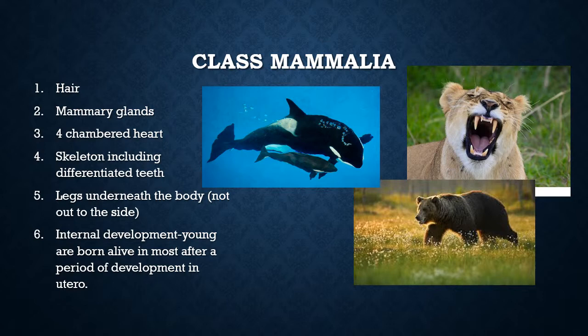So our class Mammalia, of course, we have hair, mammary glands, we have a 4-chambered heart. The skeleton includes differentiated teeth, so you actually know what the diet of a particular animal is based on the types of teeth that are present. The legs are underneath the body, not out to the side like we saw with the frogs and other amphibians. And they have internal development, meaning that the young are born alive after a period of development in utero.